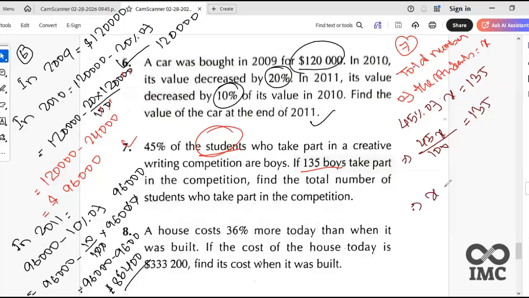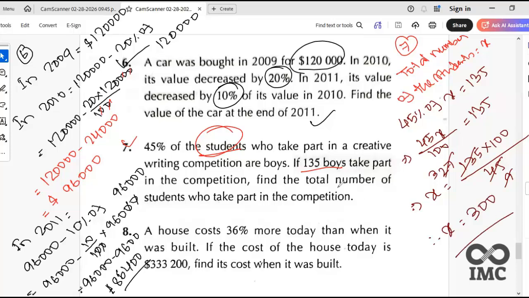Now what will be the value of X? X will be 135 into 100 by 45. 5 9 are 45, 5 2s are 10, 5 7 are 35. 27 by 9 is 3. So 3 multiplied by 100, that will be 300. So the total number of students will be 300.